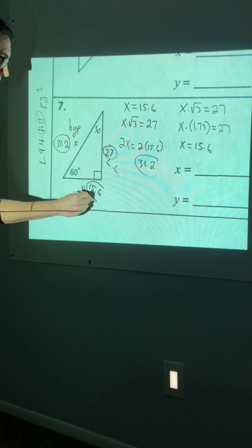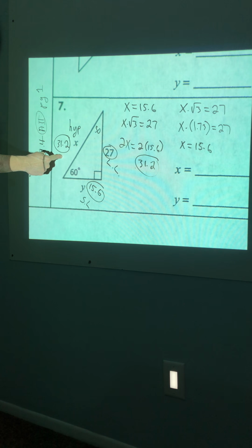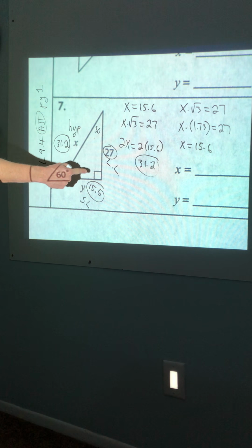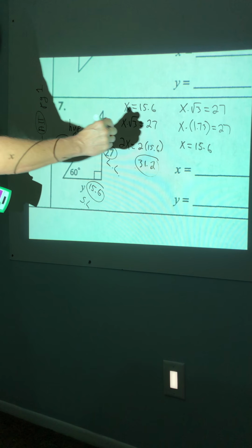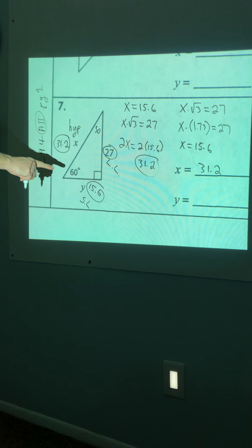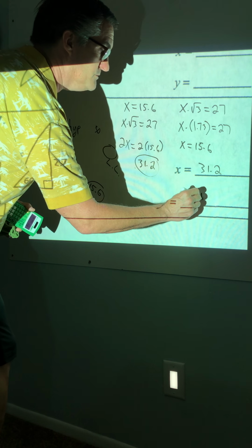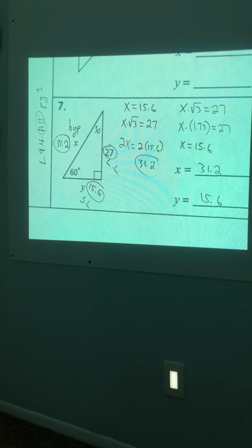What do you notice? The biggest side should be the hypotenuse. Look, the hypotenuse should be the largest one. 31.2 versus 27 versus 15.6. Don't worry about these x's and y's. That's just how this book company labeled it. So 31.2 goes there, and then 15.6 goes there. Right now, I'm just going to do decimal exact answers. I'm going to come back later and then also do it with radicals.